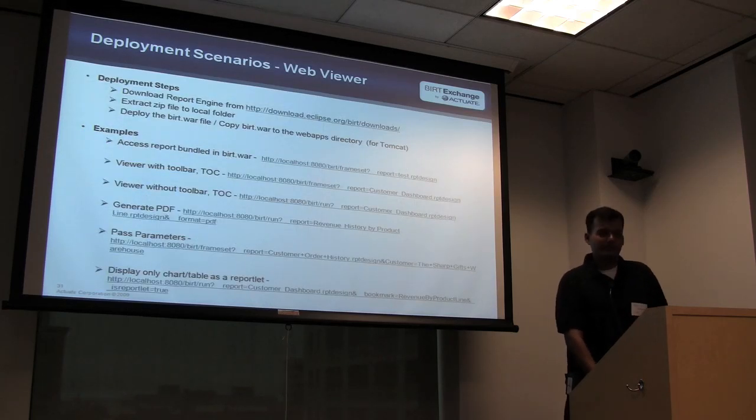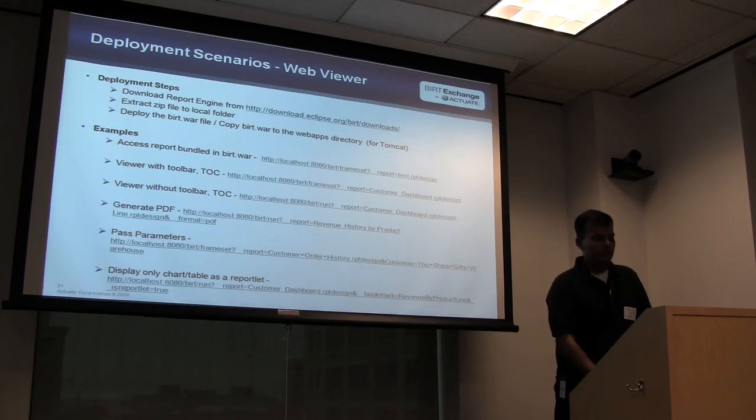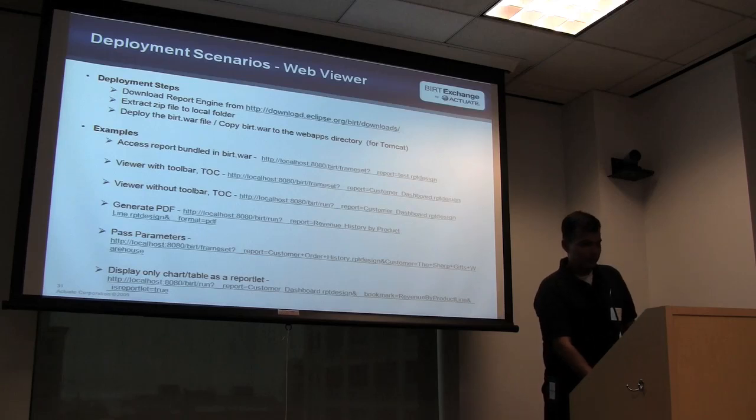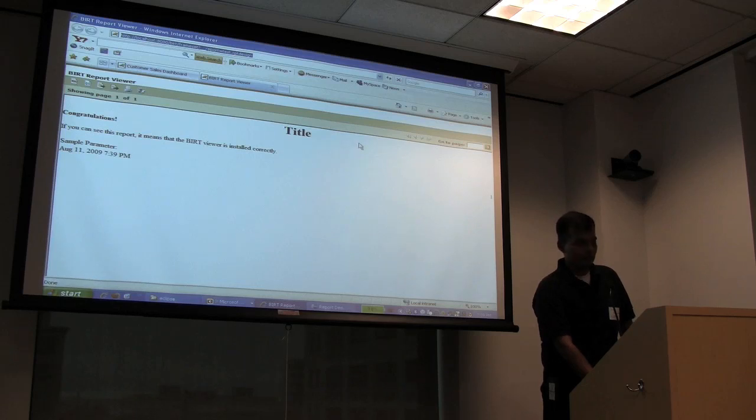The deployment steps are very simple. You just download it from the download site, extract the zip to your local folder, and select the WAR file and put it in your deployment directory. Once you do that, we give you a default report available out of the box. So once you click on that, I have a Tomcat running on my laptop. If you see this report, that means that your BIRT report viewer has been configured correctly and you're all set to go.